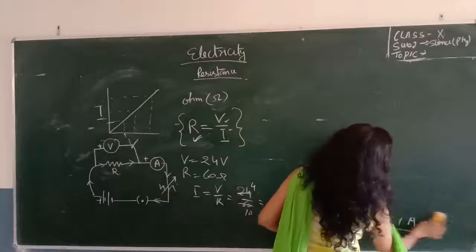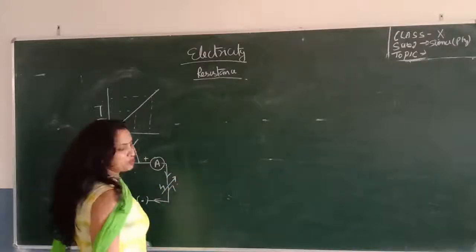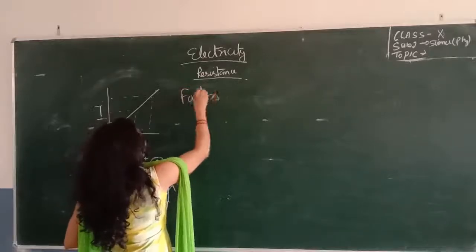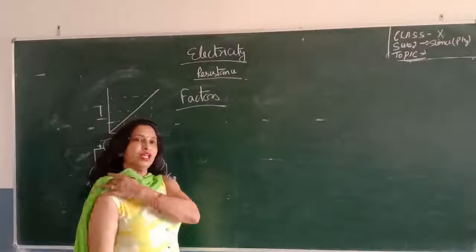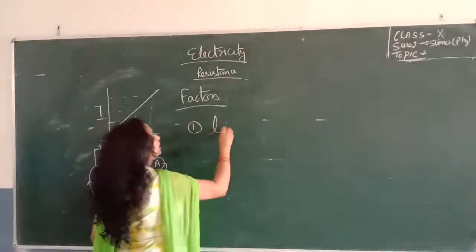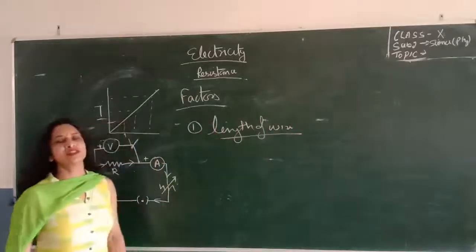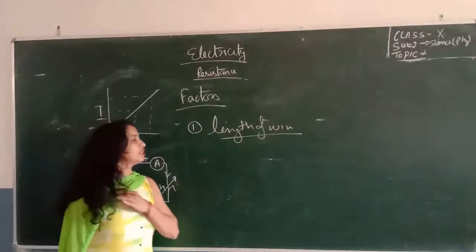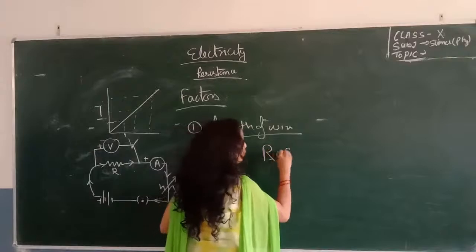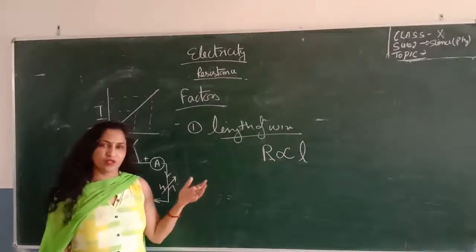It's a very important part. Actually, the whole chapter is important. So, the factors on which the resistance of the wire depends. The resistance of the wire depends on the length of the wire. First one, the length of the wire. By increasing the length of the wire, the distance also increases. It means we can say that the resistance is directly proportional to the length of the wire. By increasing the length of the wire, the resistance of the wire also increases.